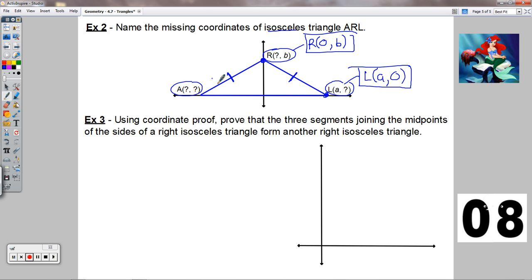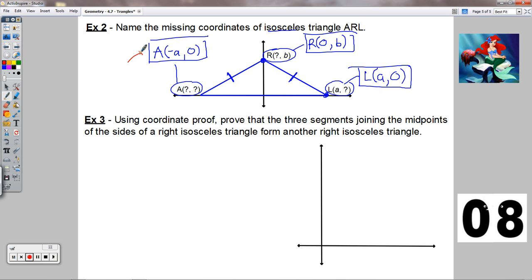And this one, if it's isosceles, it's going to be the same length from here to here as it is from here to here. Since these things are congruent, these parts would also have to be congruent. That means right here, you'd be going back A or negative A, and this is still 0 for the y value. So that coordinate is negative A, 0.